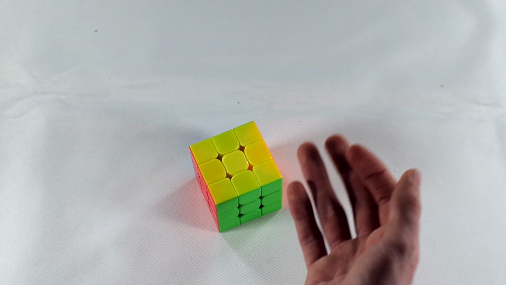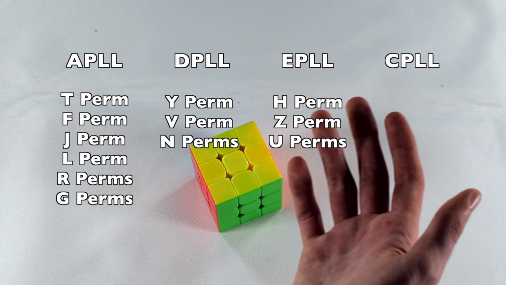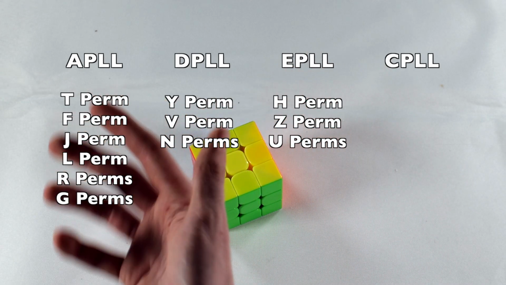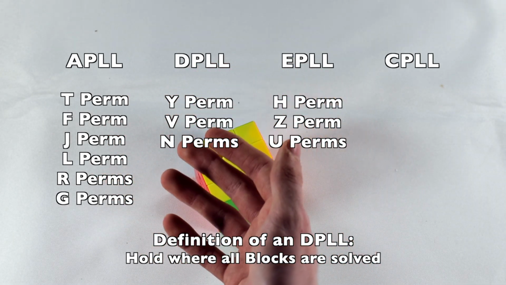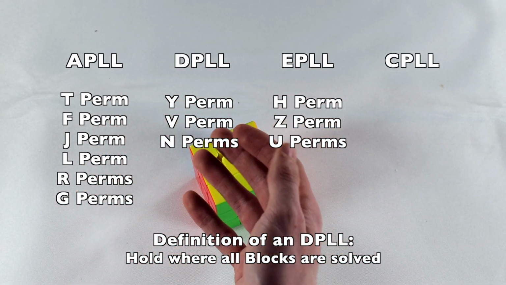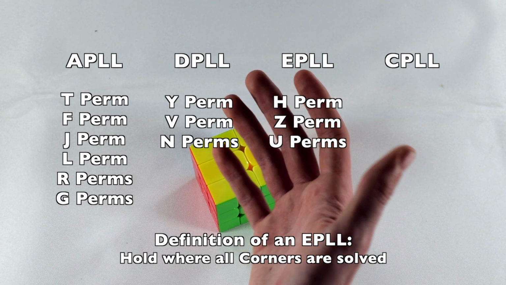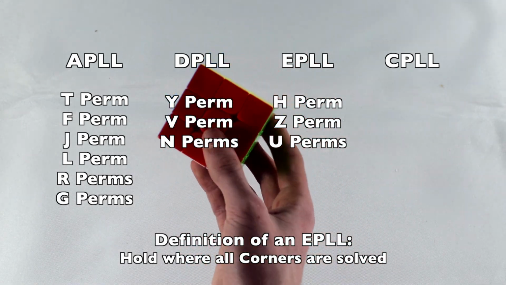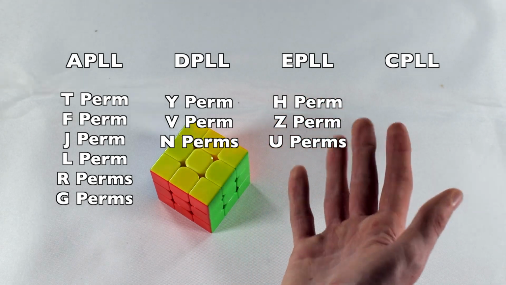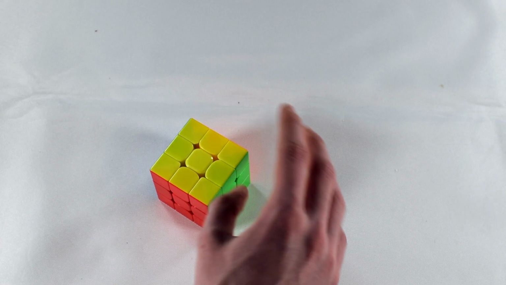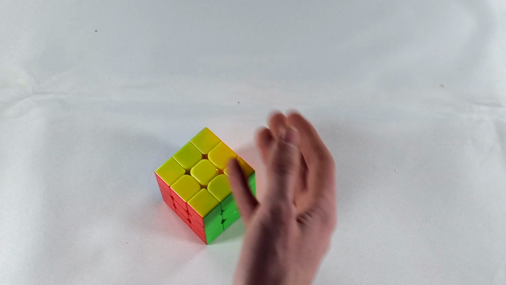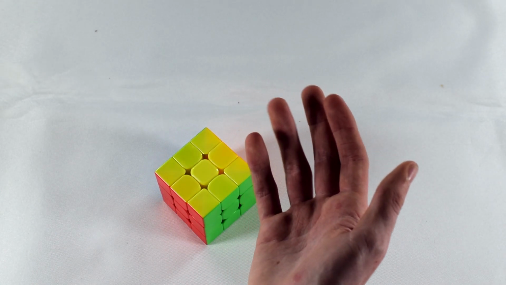So all of the E-PLLs are listed on screen. The A-PLLs follow all adjacent corner swaps. D-PLLs represent holding where all the blocks are solved, and then the E-PLLs represent where all of the corners are solved. Now for the C-PLLs. The C-PLLs are the most complex one out of the rest of these. And this is when it's going to get very, very confusing.